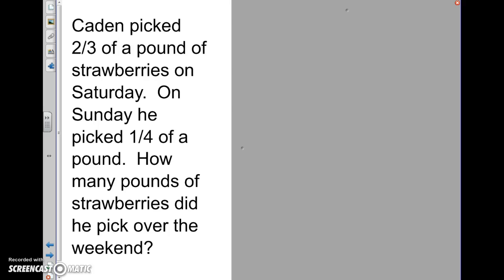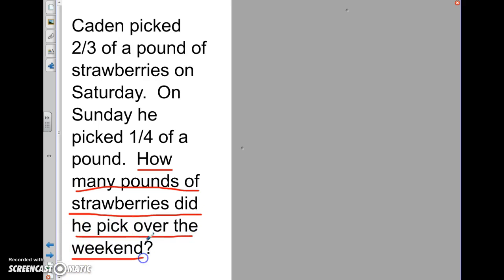Okay, Caden picked 2/3 of a pound of strawberries on Saturday. On Sunday, he picked 1/4 of a pound. How many pounds of strawberries did he pick over the weekend? So that would look like, first of all, I want to know, what's our question? Our question is, how many pounds of strawberries did he pick over the weekend?